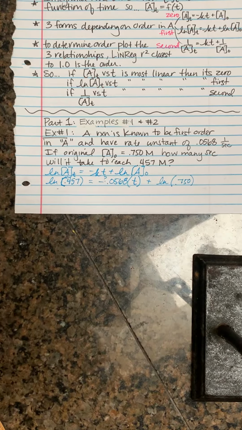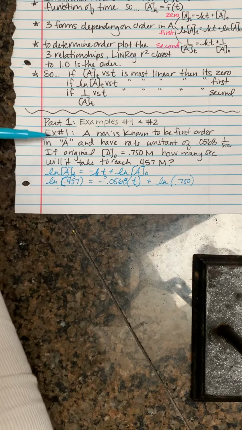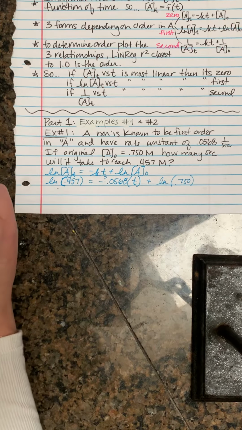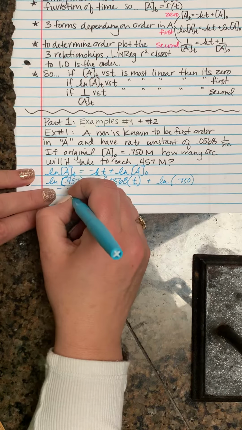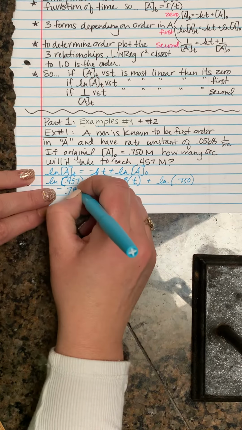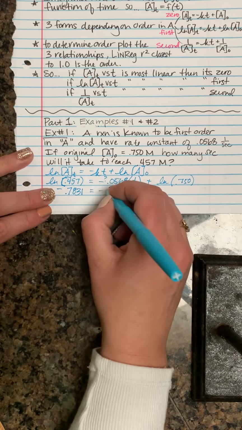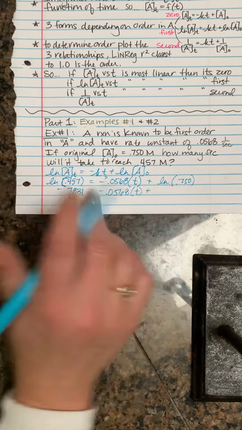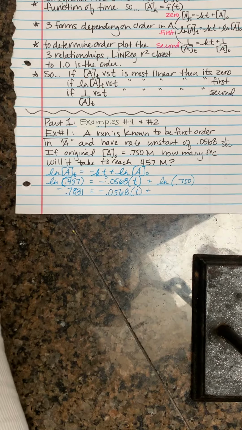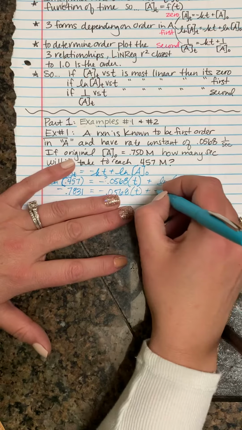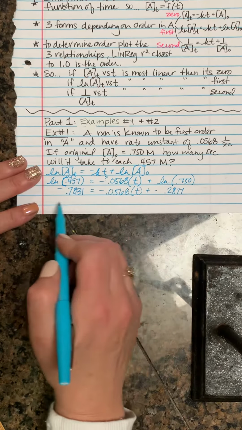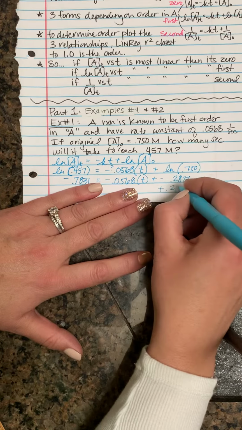So we have this expression in which we've got natural logs and time. I've got to grab my calculator. So we're going to go ahead and just evaluate that. So you do natural log of 0.457, and here we get negative 0.7831, which is equal to negative 0.0568 t plus natural log of 0.750, and that's negative 0.2877. Okay, and so I'm going to do a little bit of baby algebra here.